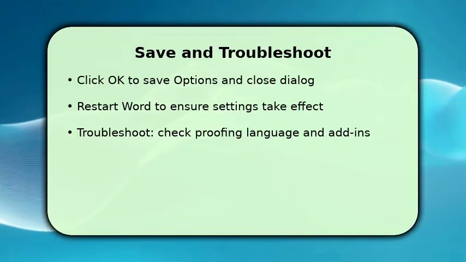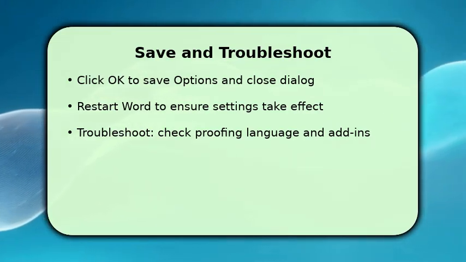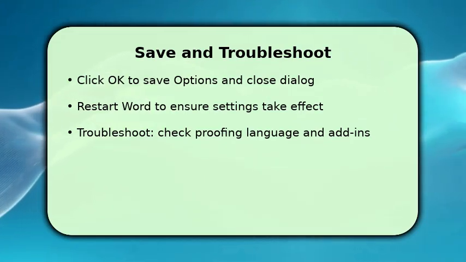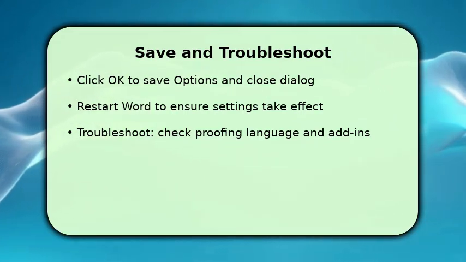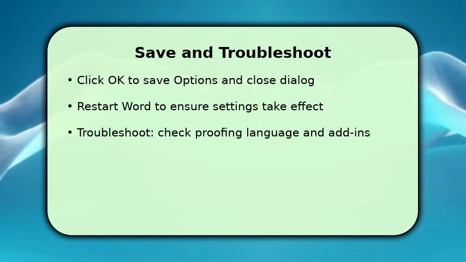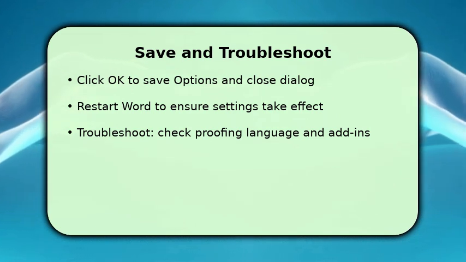If corrections persist, check the proofing language for your document and verify it isn't set to Do Not Check Spelling. Also disable third-party add-ins or auto-correct entries that may reintroduce behavior. If needed, reset Word settings or repair Office via Control Panel to resolve persistent problems.